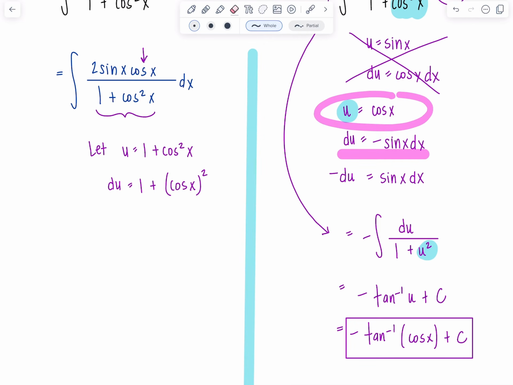Oh, excuse me, this should just be u, not du. I got too excited, please forgive me. Okay, so now let's take the derivative. So du equals, derivative of 1 is just 0. I'll write that down though, so you know we thought about it.